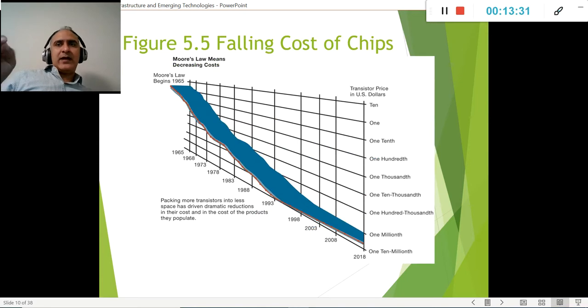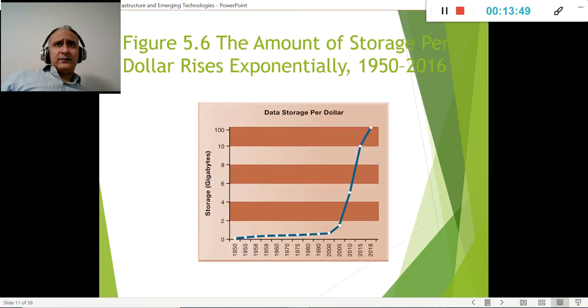The same thing, microchips have gotten cheaper and cheaper, and that is precisely why you're able to have these thumb drives with a fantastic amount of storage for very little cost. That is a very good example of how this falling cost has happened, right? And the same thing, the amount of storage per dollar.